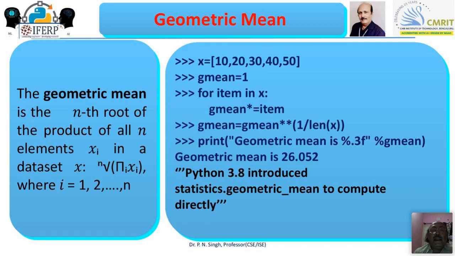Here we find it in this way: 1 by length of x. For gmean we have taken 1, and again gmean multiplied by equal to item. So all the items will be multiplied into gmean, and finally it is raised to the power of 1 by length of x. So gmean double asterisk is the exponentiation symbol to get the power, and it is computed.